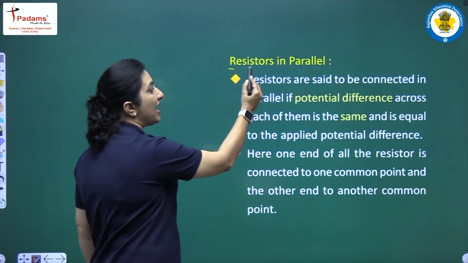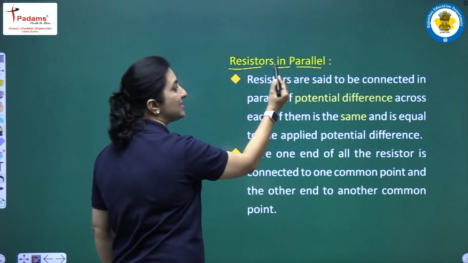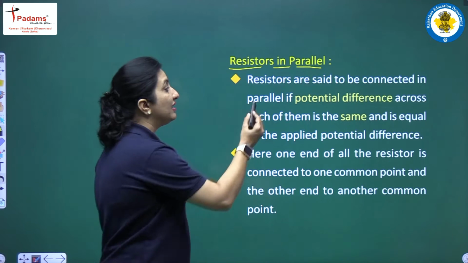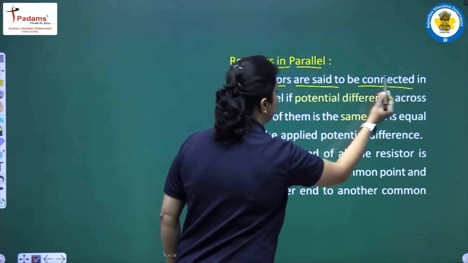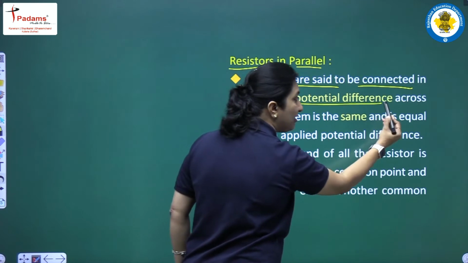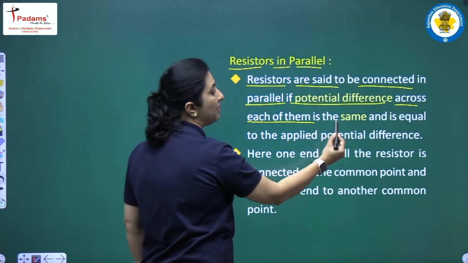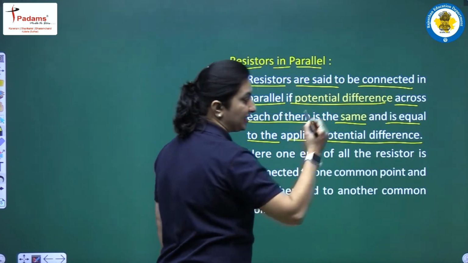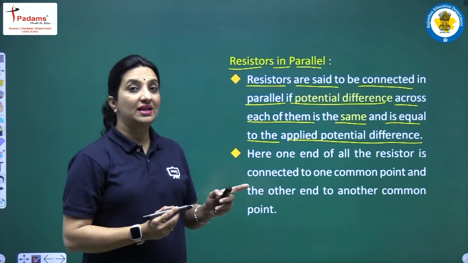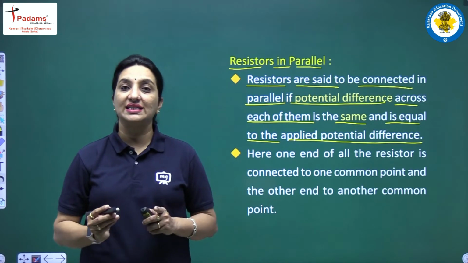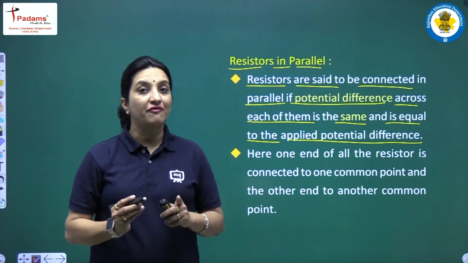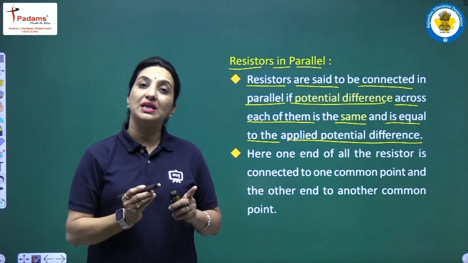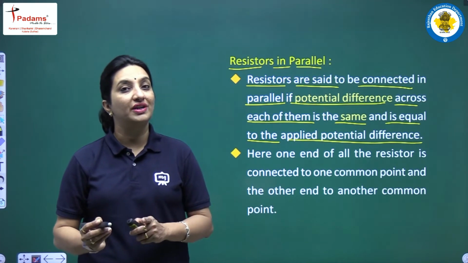Now, when resistors are connected in parallel, we will understand that the resistors are said to be connected in parallel if the potential difference across each of them is the same and is equal to the applied potential difference. Here students, we must understand that if resistors are connected in parallel, then the potential difference across each resistor is going to be the same and equal to the applied potential difference.